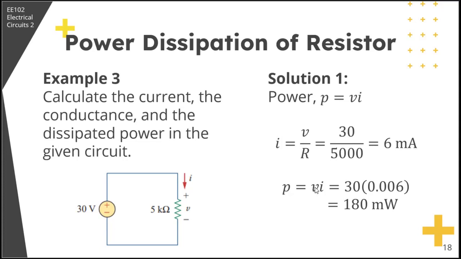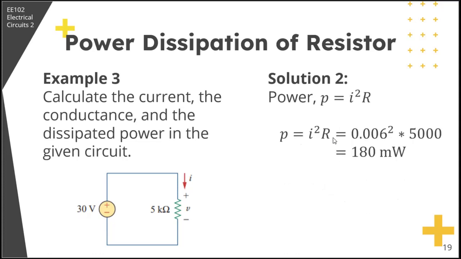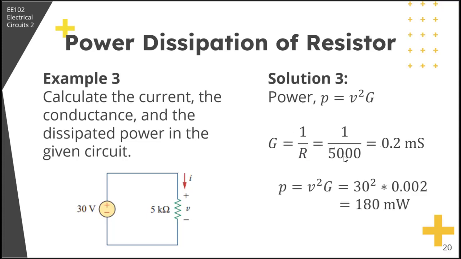And power is equal to VI. So that's 30. I is 6 milliamperes. So 30 times 0.006. So we have 180 milliwatts. Or you can also use this expression for power, that is P is equal to I squared R. Diba? Nakasolve naman ta sa I ganina. So I squared R, that's 0.006 squared times 5K. So same gihapon ang answer, 180 milliwatts.